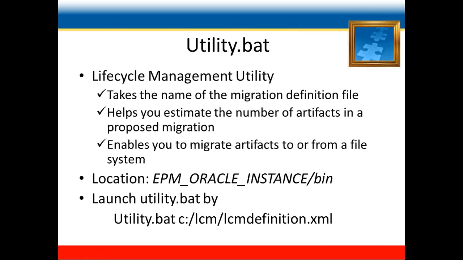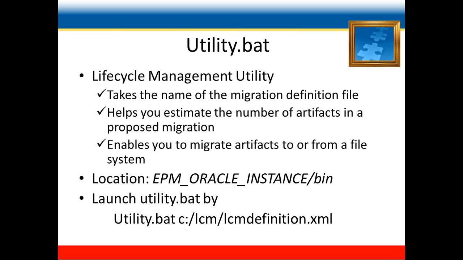Then we have another migration utility, which is the lifecycle management utility. It's a command prompt utility. Now we can have a graphical interface to perform lifecycle management, but a command prompt version of it still exists. This takes the name of a migration definition file as a parameter. Then it helps us to estimate the number of artifacts for a proposed migration. So if you are planning migration of your environment, then you can run this utility and estimate the number of artifacts that you will have to migrate.